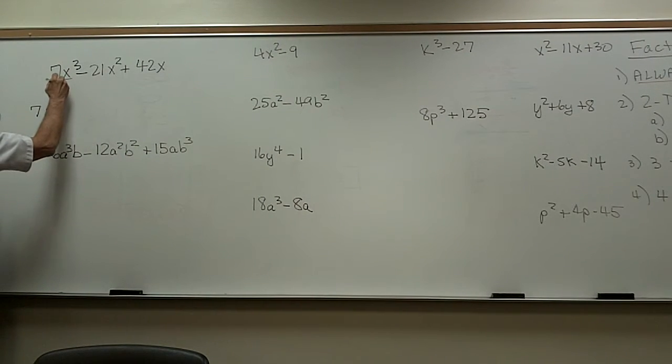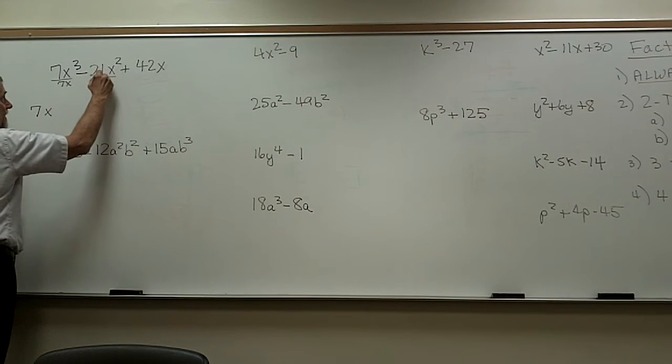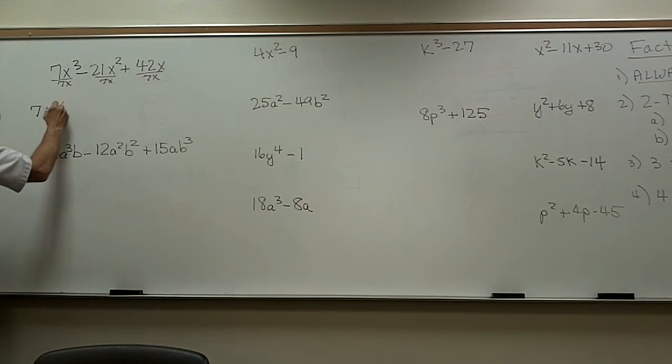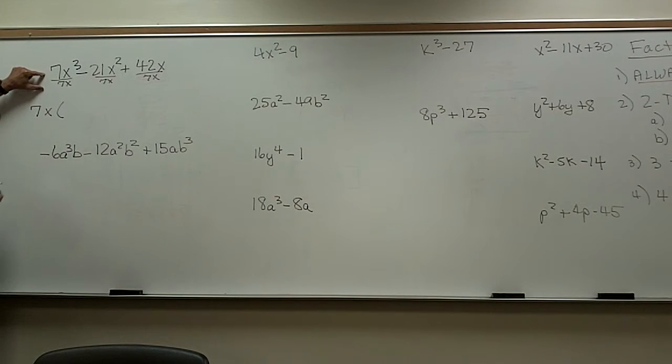And what we do with it then is divide each term up there by that 7x. It may help to write out that division. And down here in parentheses, we write the result we get when we divide each by 7x.